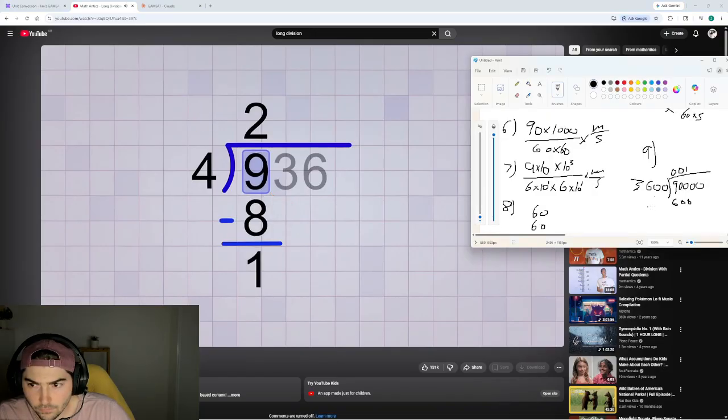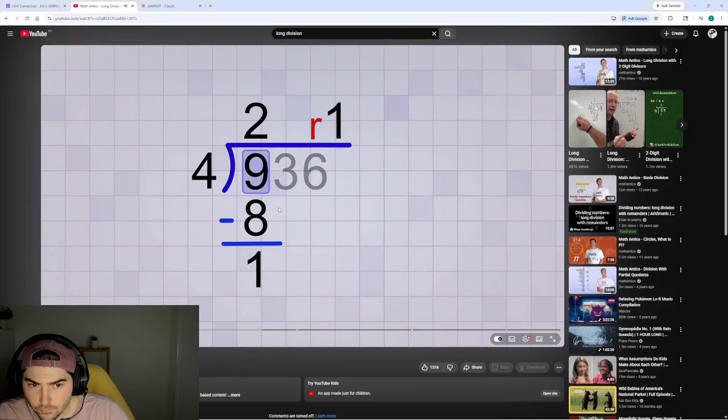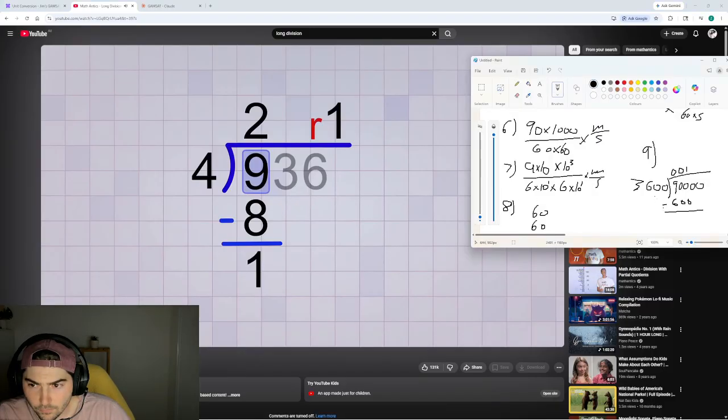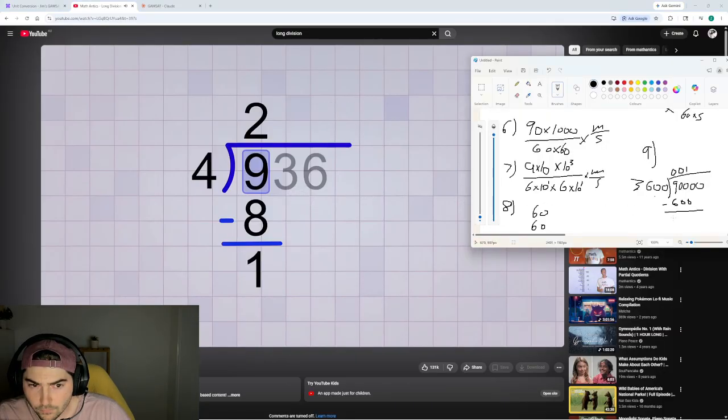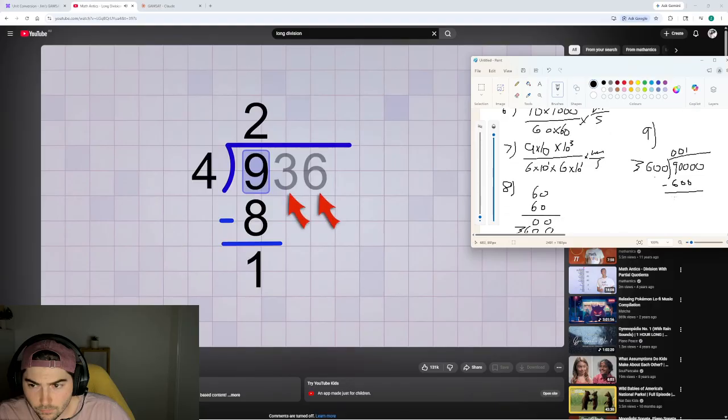9 minus 8 is 1, so our remainder is 1. Now at this point, in our basic one-step division problems, we would rewrite our remainder up in our answer with a little r next to it. But we aren't going to do that yet because this is long division and we still have more digits to divide, the ones we've been ignoring.